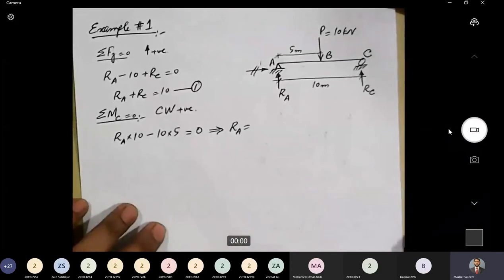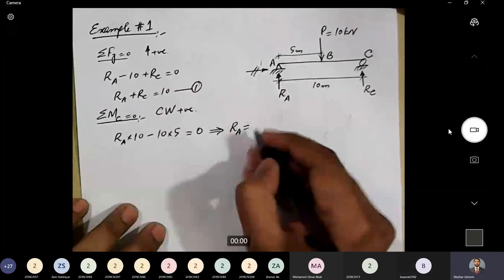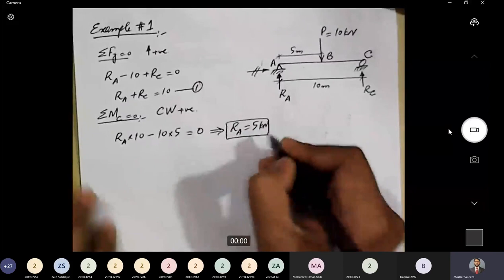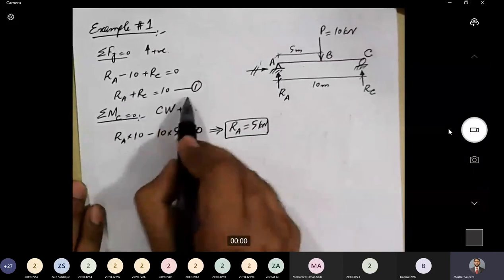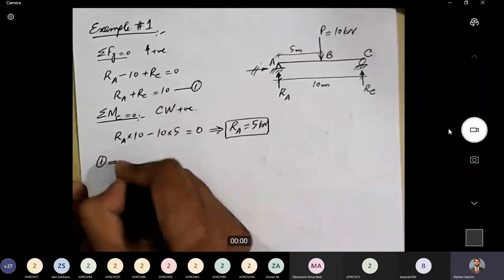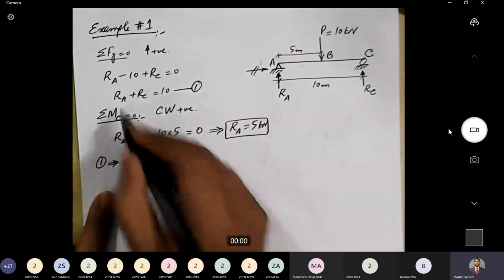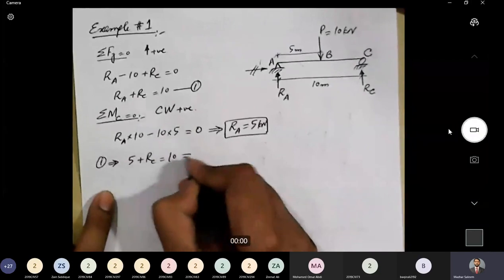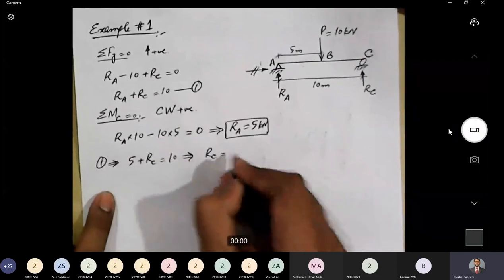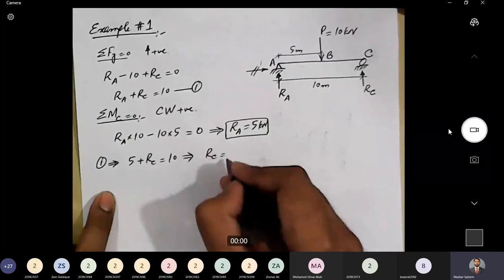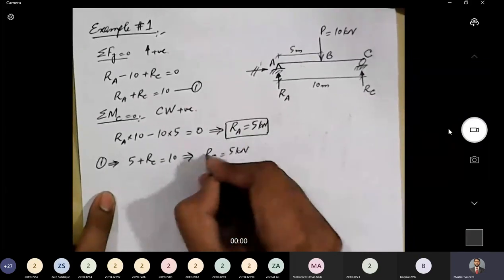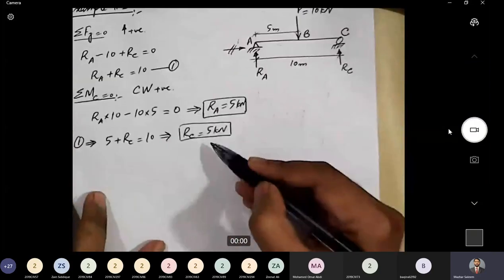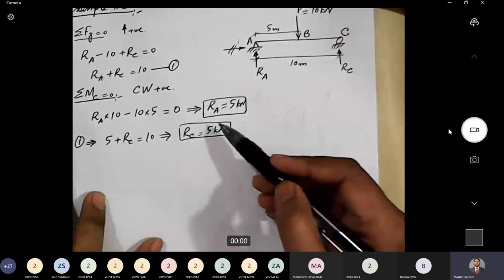Anyone? 5. Give me the value of RA. 5 kilonewton. Okay, so RA is 5 kilonewton. And now that we know RA is 5 kilonewton from equation 1, we can put this value of RA in equation 1 and we will get the value of RC. How much is that? Sir, 5 kilonewton. Okay, that's good. So we have got the value of RA and RC.